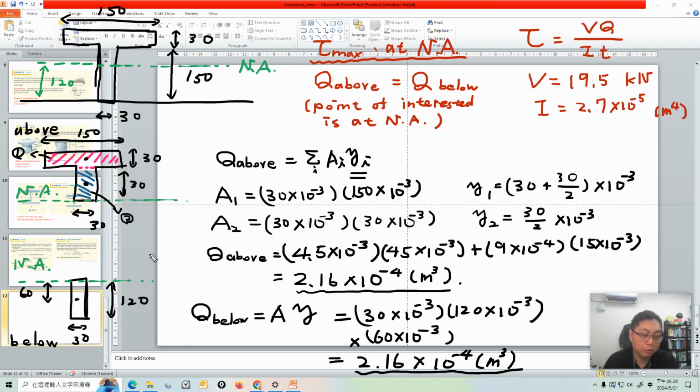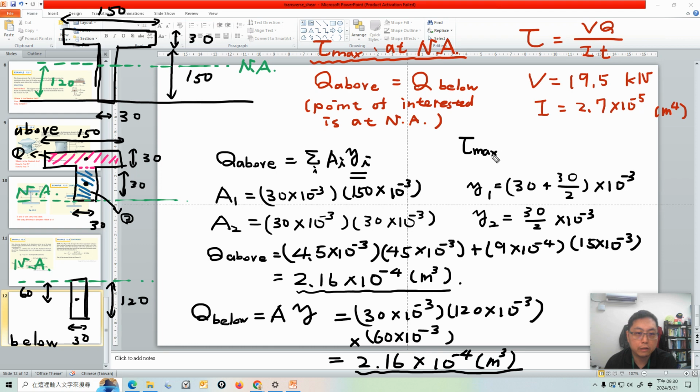So that's why for some problems, when we calculate the Q at the neutral axis, they will pick the easier one to calculate, because at the neutral axis Q above and below have the same value. And you plug the Q into your VQ over It.